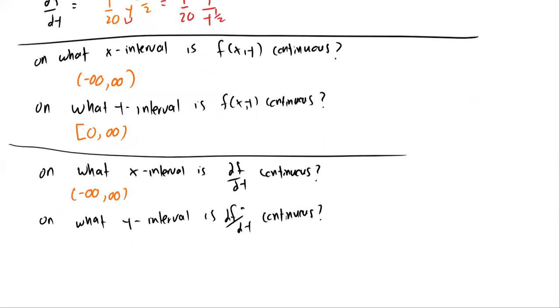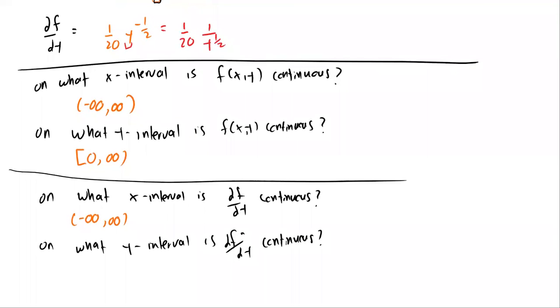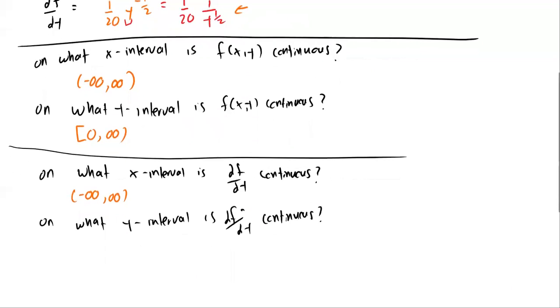Here, y could be 0. In this case, y can't be 0, because if y is 0, although we can evaluate the square root at 0, that would force us to divide by 0, right? Because we're dividing by y to the 1/2 here. So here, we have to restrict to the smaller interval, 0 to infinity.